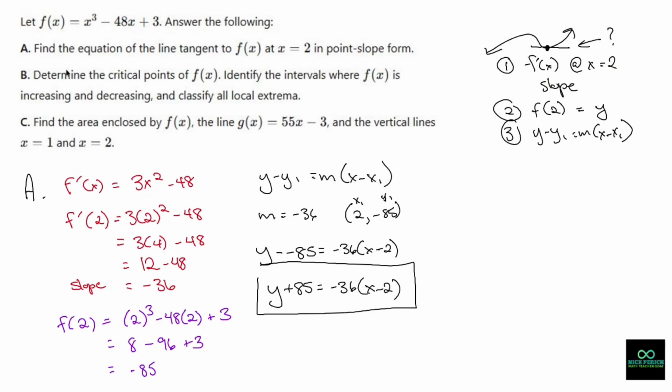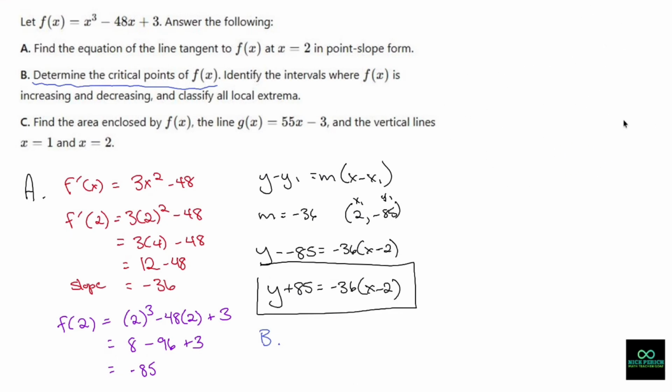Now B here is asking us to determine all critical points of f of x. So let's do things one sentence at a time because there's 3 things that this guy is going to ask us to do. So B is asking us to determine all critical points. Let's get rid of this over here. I don't need that. I'm going to need the space, and I'm going to probably want a new slide for C. All right, critical points exist when your derivative equals 0.